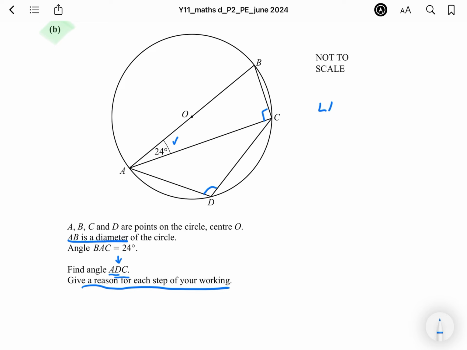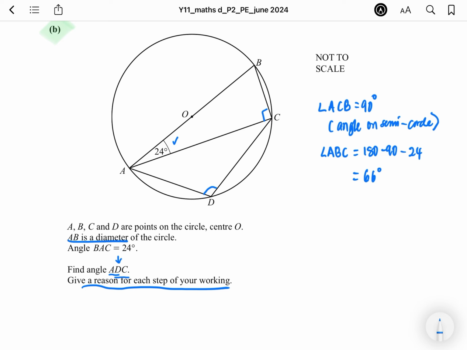So ACB is equal to 90 degrees. Why? Angle in a semicircle, because the diameter cuts the circle into half. And because of that, angle ABC is equal to 180 minus 90 minus 24, and you should get 66.